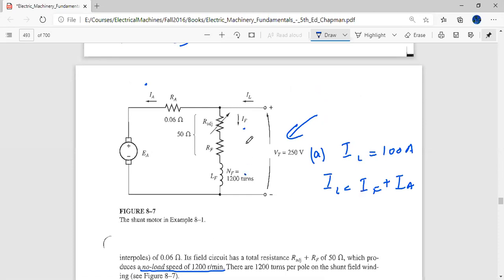And which part of this current can I easily find? I know this, and I know that this together is equal to 50 ohms. So IF is very easy to find. IF is simply equal to 250 divided by 50. So IF is equal to 5 amperes. Okay. So I already know IF.